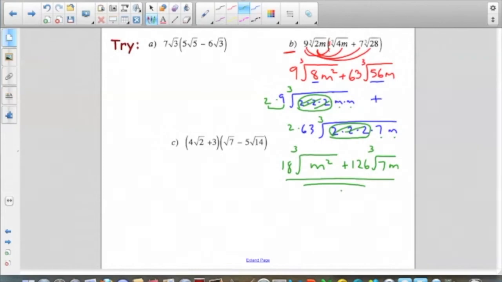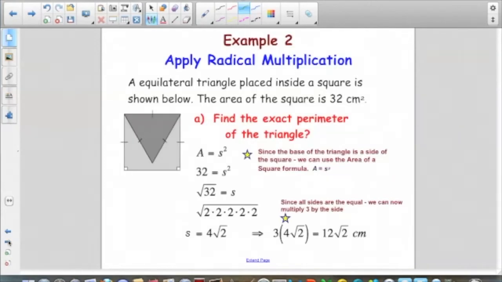All right, so let's move on. Now we're coming to questions where you have to apply our multiplication to a problem. In this problem, we have an equilateral triangle. So there's the equilateral triangle that's inside the square. So here's our square. Okay, so we have that picture.